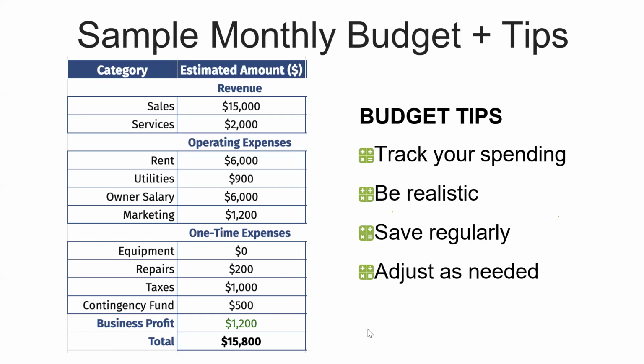And then you have your business profit, which of course you know how to get. You must subtract your expenses from your income. This is just for the basics, right? Because you have things like net profit that you need to calculate. So for budget tips, you have to track your spending, be realistic, save regularly, and adjust as needed.